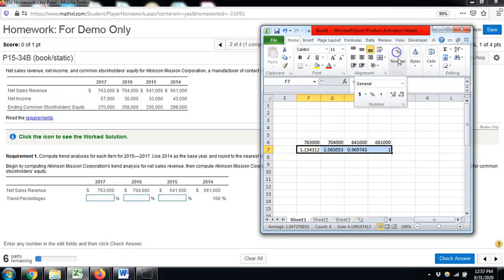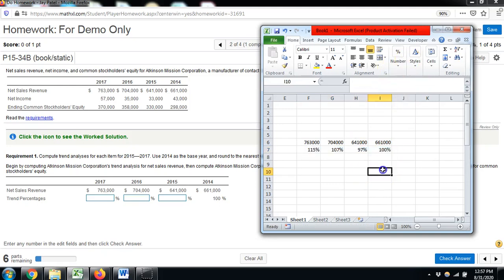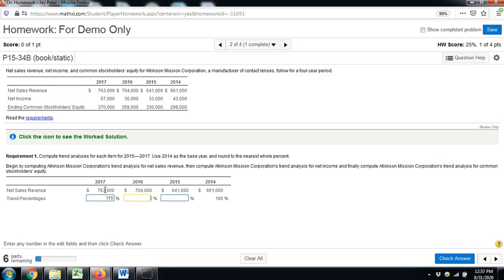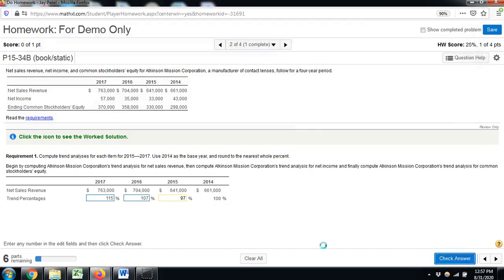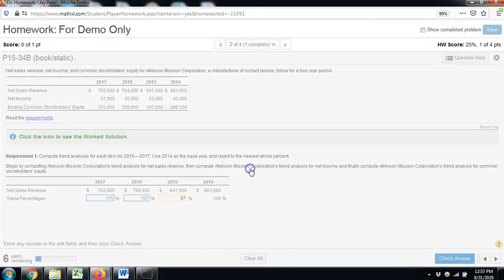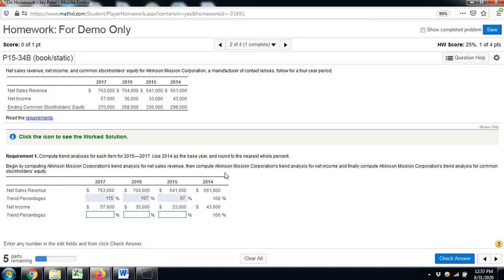So let's see if we can convert this to a percentage. Okay, so here we have our percentages. It's asking us to round to the nearest percent, so we should be able to just plug these numbers in. And again, 115%, 107%, 97%, and this is already 100. Okay, easy enough. So now we're going to do the same thing with net income.